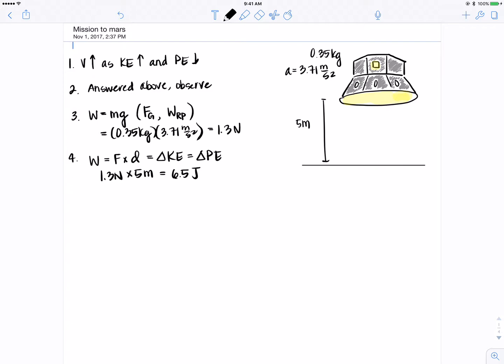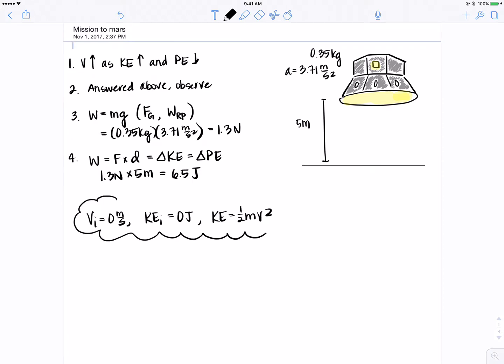Okay, the next part of the handout instructs us to consider that the rover starts from rest, and that means that initial velocity is 0. So VI equals 0 meters per second. I know that therefore KE initial is going to be 0 joules, and that's calculated by 1/2 mv squared. Okay, so I'm just going to keep this in my back pocket. I'm not sure yet why the packet is instructing me to know that VI is 0, but I'm just going to remember that for later.